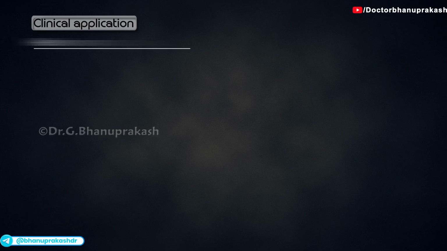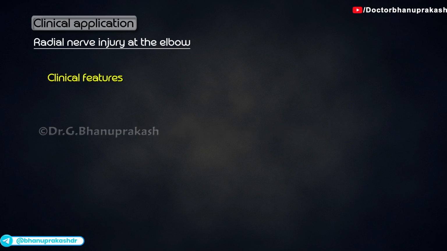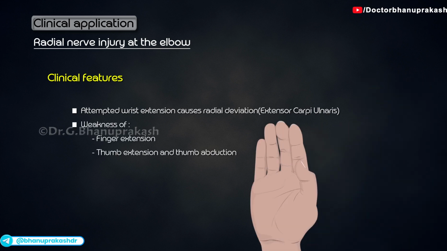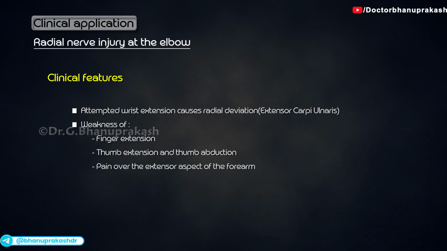Now, radial nerve injury at the elbow, also known as radial tunnel syndrome or entrapment neuropathy of the posterior interosseous nerve. Here, the extensor carpi ulnaris is usually affected. Hence, any attempted wrist extension causes radial deviation. This is also characterized by weakness of finger extension, thumb extension, and thumb abduction. Pain over the extensor aspect of the forearm is seen.